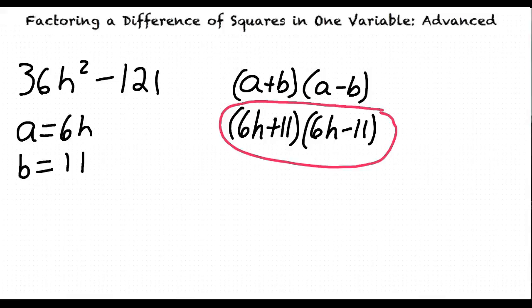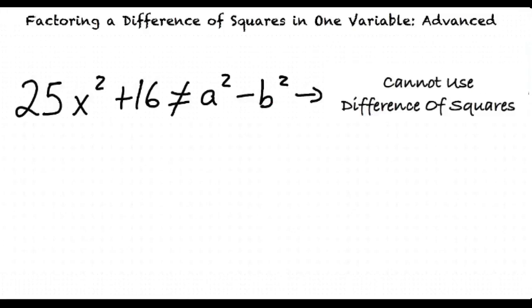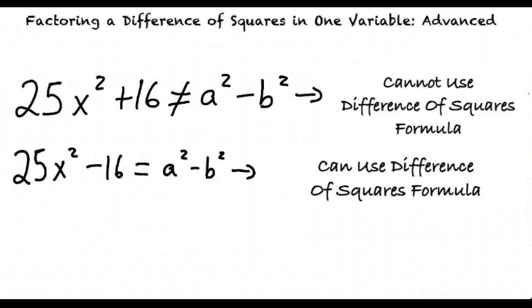Is there an instance where this formula doesn't work? As long as the binomials are in the form of the difference of squares formula, a squared minus b squared, then this method will work. If we had a problem like 25x squared plus 16, this method would not work because the terms are added rather than subtracted. However, if we had a problem like 25x squared minus 16, this method would work since the problem is given in difference of squares form. We would then follow the same steps as before.